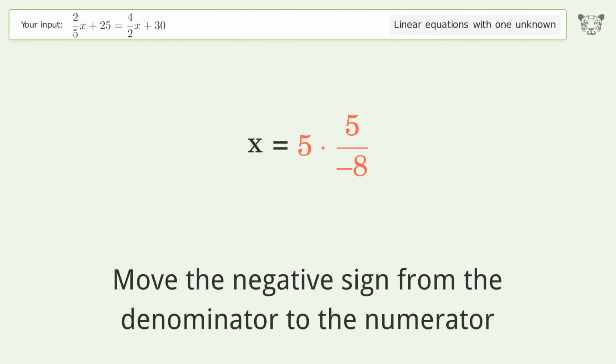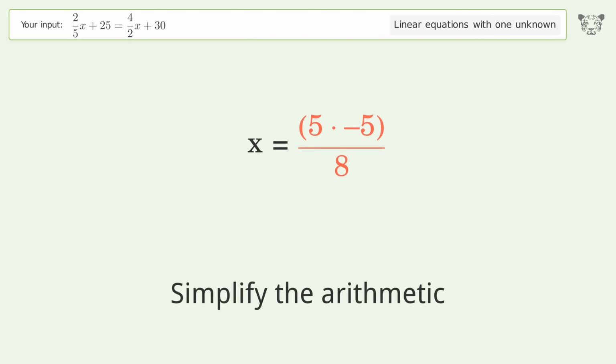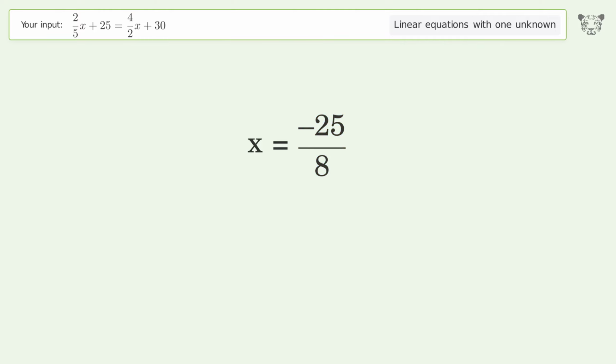Move the negative sign from the denominator to the numerator. Multiply the fractions. Simplify the arithmetic. And so the final result is x equals -25/8.